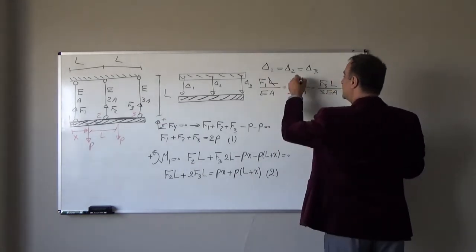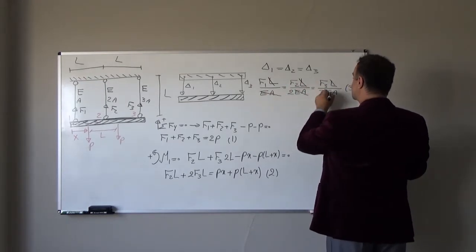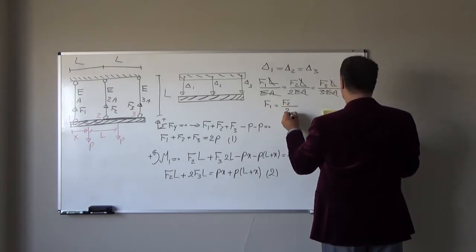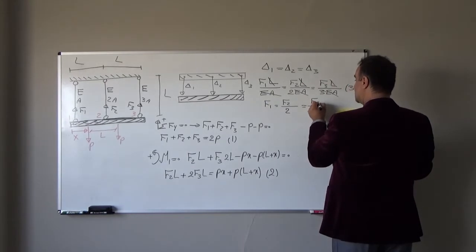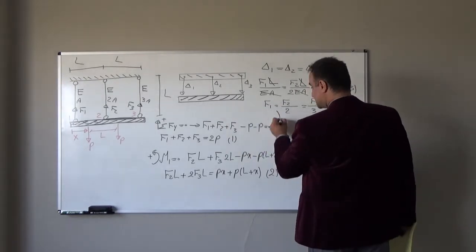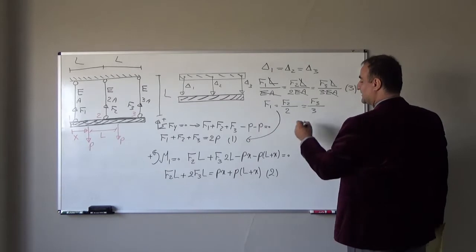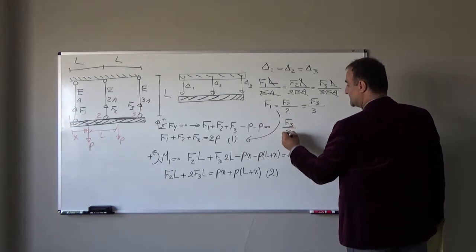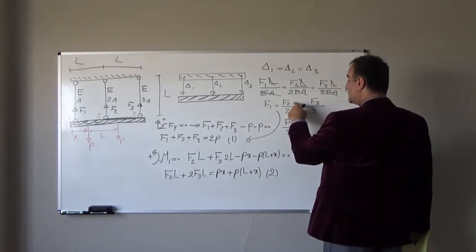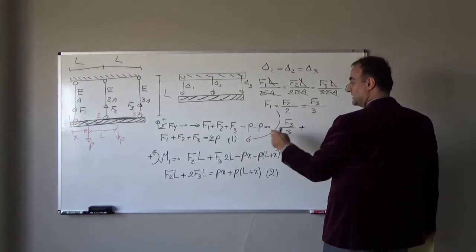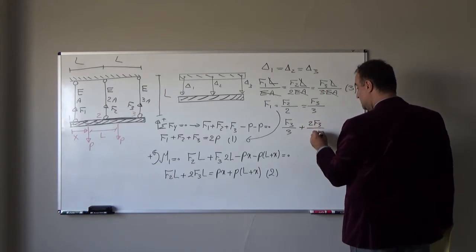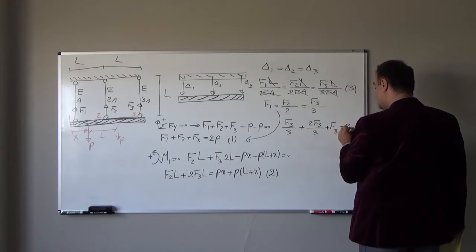From here, L and EA cancel. I can write F1 is equal to F2 over 2, which is equal to F3 over 3. If I plug this into the equilibrium equation, what will I have? Instead of F1, I put F3 over 3, because F1 is equal to F3 over 3. F2 is equal to 2F3 over 3. Instead of F2, I plug in 2F3 over 3, plus F3 is equal to 2P.